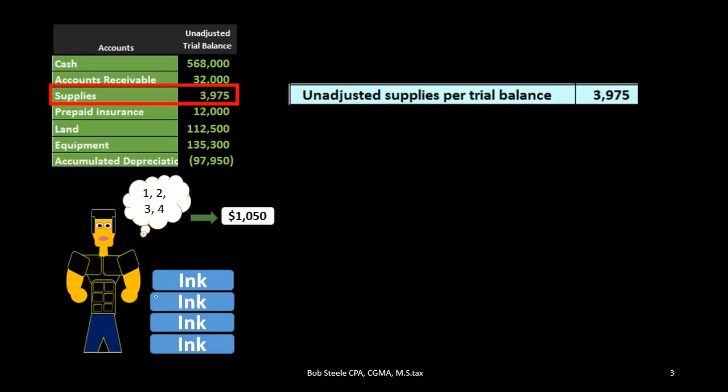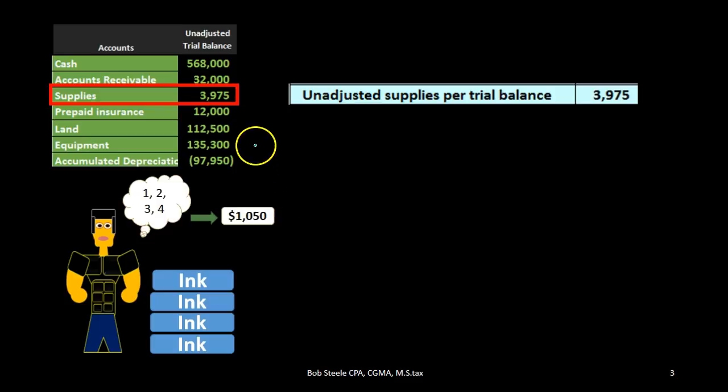Now note we do have to convert the units to a dollar amount. So the dollar amount we're going to say is 1,050, although there are 4 units. Many times in textbooks, they'll just give you the dollar amount. They'll say the supplies at the end of the time period is going to be 1,050. What we need to know is what's on the trial balance, the unadjusted trial balance before the adjustment, and how do we get it to what the physical count was in terms of dollars, in this case 1,050.